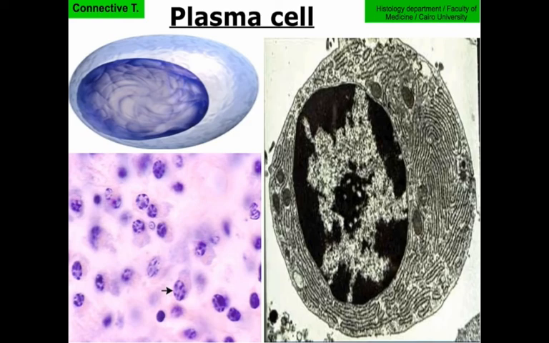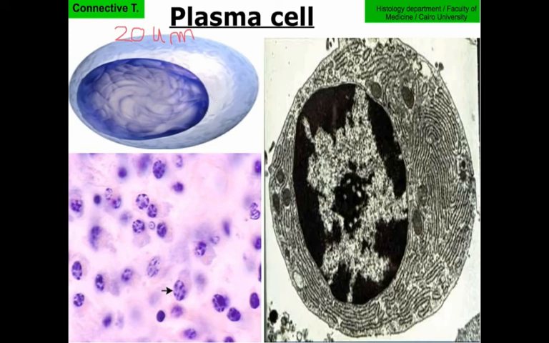Then we have the LM. Here, as for the size, it is a large oval cell, about 20 micrometers in size, and the cytoplasm, as you see here, is basophilic with a negative Golgi image. Here it is an unstained area due to the presence of a well-developed Golgi in this area, so this is the negative Golgi image.